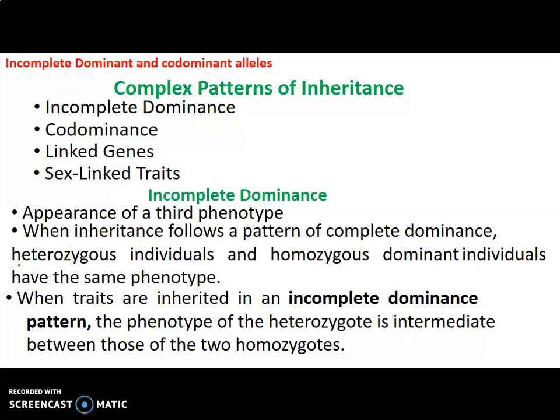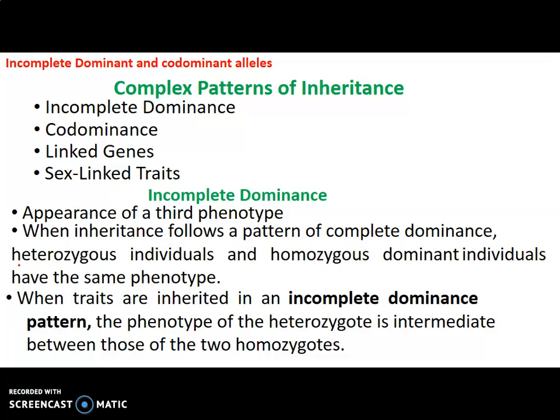We have these as examples of different complex patterns of inheritance: incomplete dominance, codominance, linked genes, sex-linked traits, multiple alleles. These are different complex patterns of inheritance. Now let's look at incomplete dominance. In incomplete dominance, there is an appearance of a third phenotype.